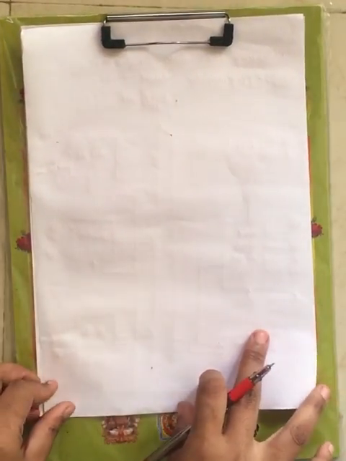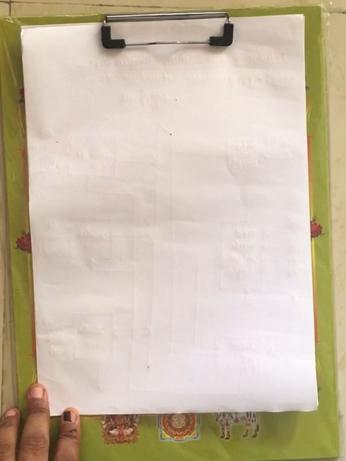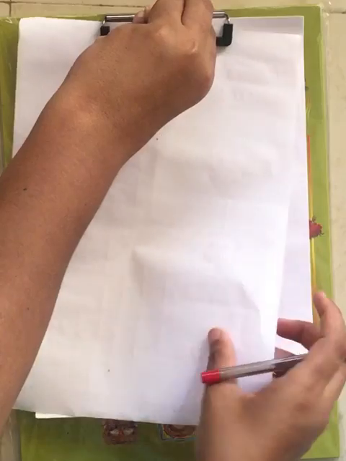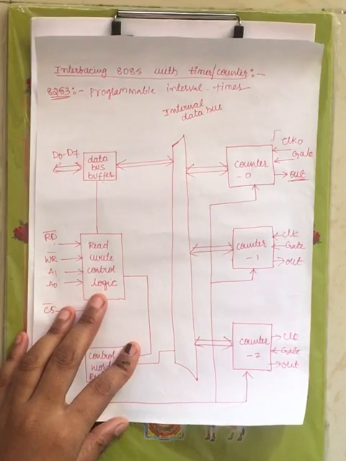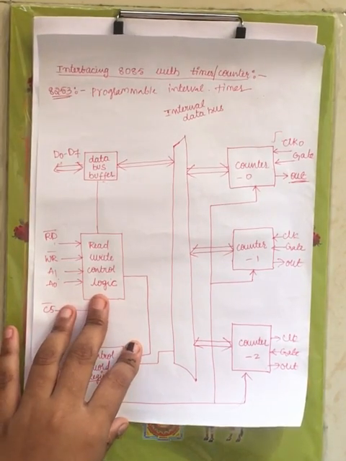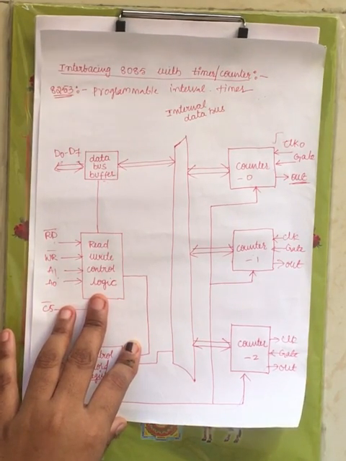Now this timer you have to interface with 8085. To operate a counter, a 16-bit count is loaded into its register. All these 3 counters are 16-bit. Now here you have a counter, and in order to start operating this particular counter, a 16-bit count value is loaded into the register.